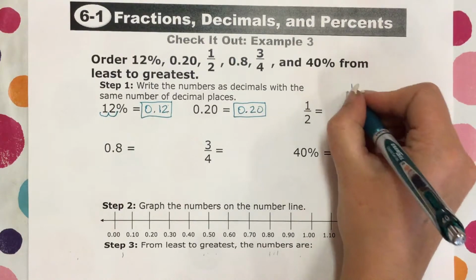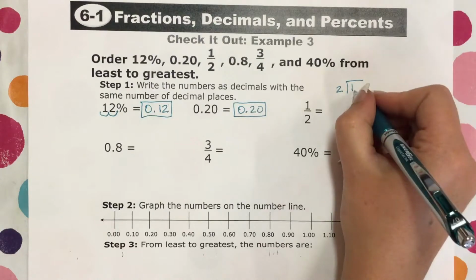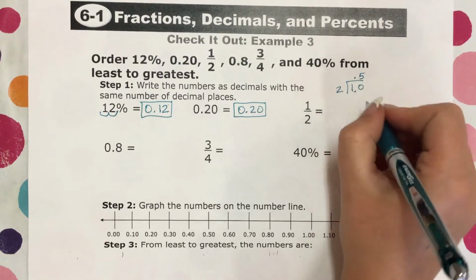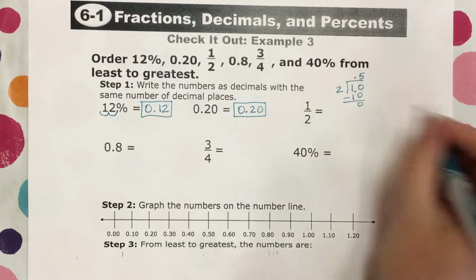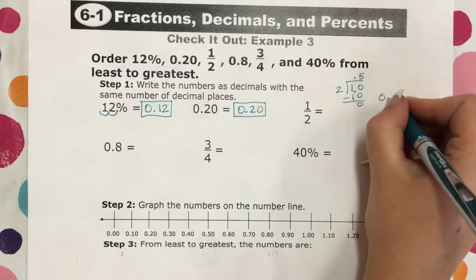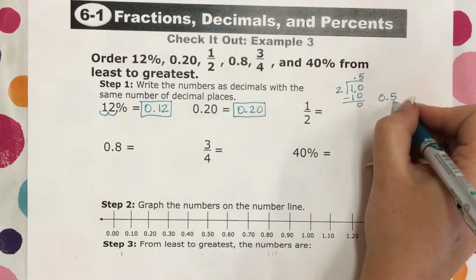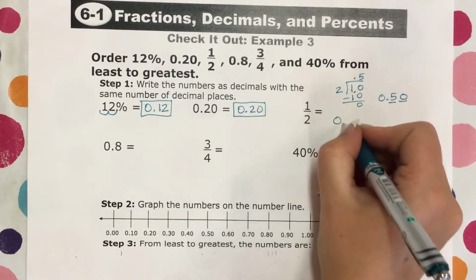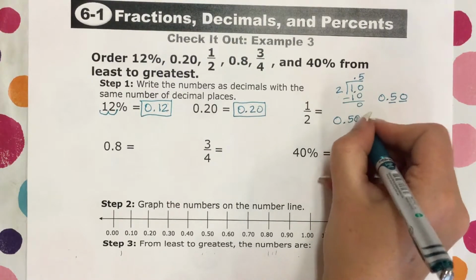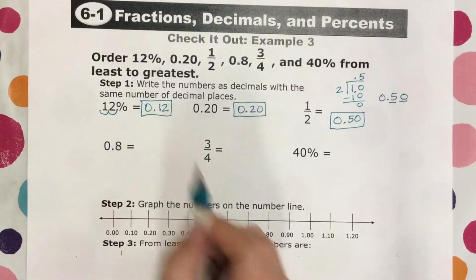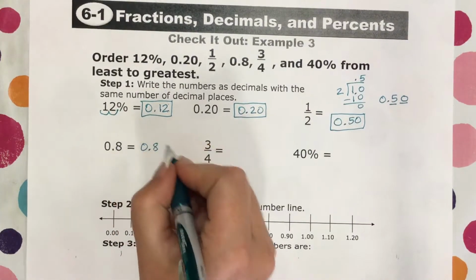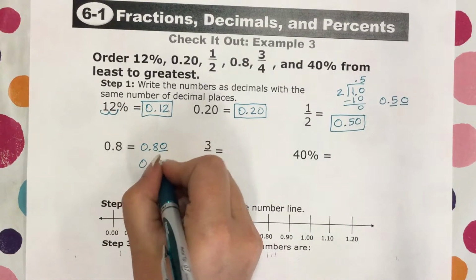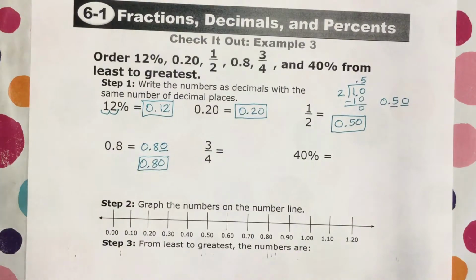It's going to be 1 divided by 2. Can 2 go into 1? No, so I need to add a decimal, add 0. Can 2 go into 10? Yes, 5 times, and 5 times 2 is 10. With no remainder, I'm done. So I have 0.5, but I need 2 decimal places. I only have 1. So to get to 1, 2, I'm going to have to add a 0. So my answer ends up being 0.50. Okay, now I have 0.8, which is wonderful, but I need 2 decimal places, which means I'm going to add a 0 there. So I have 0.80 is my answer.